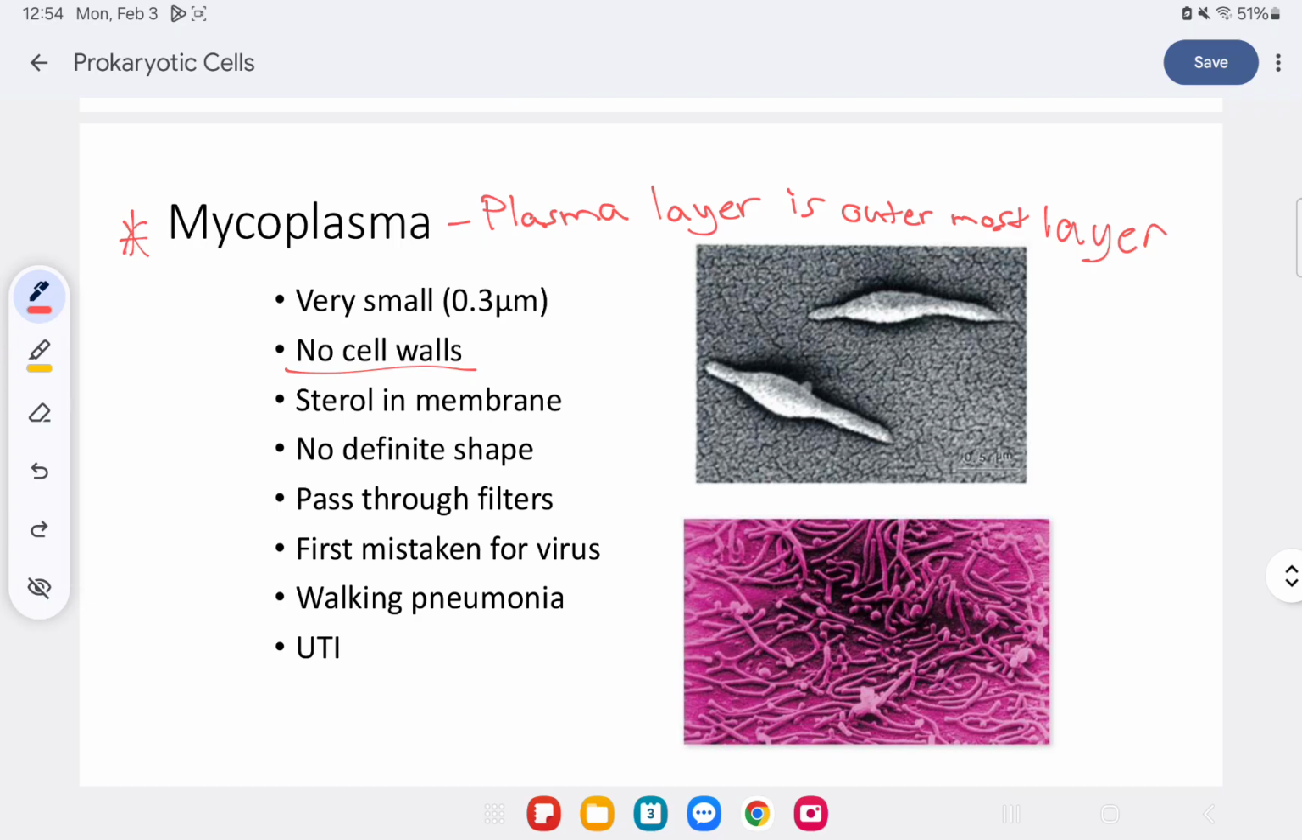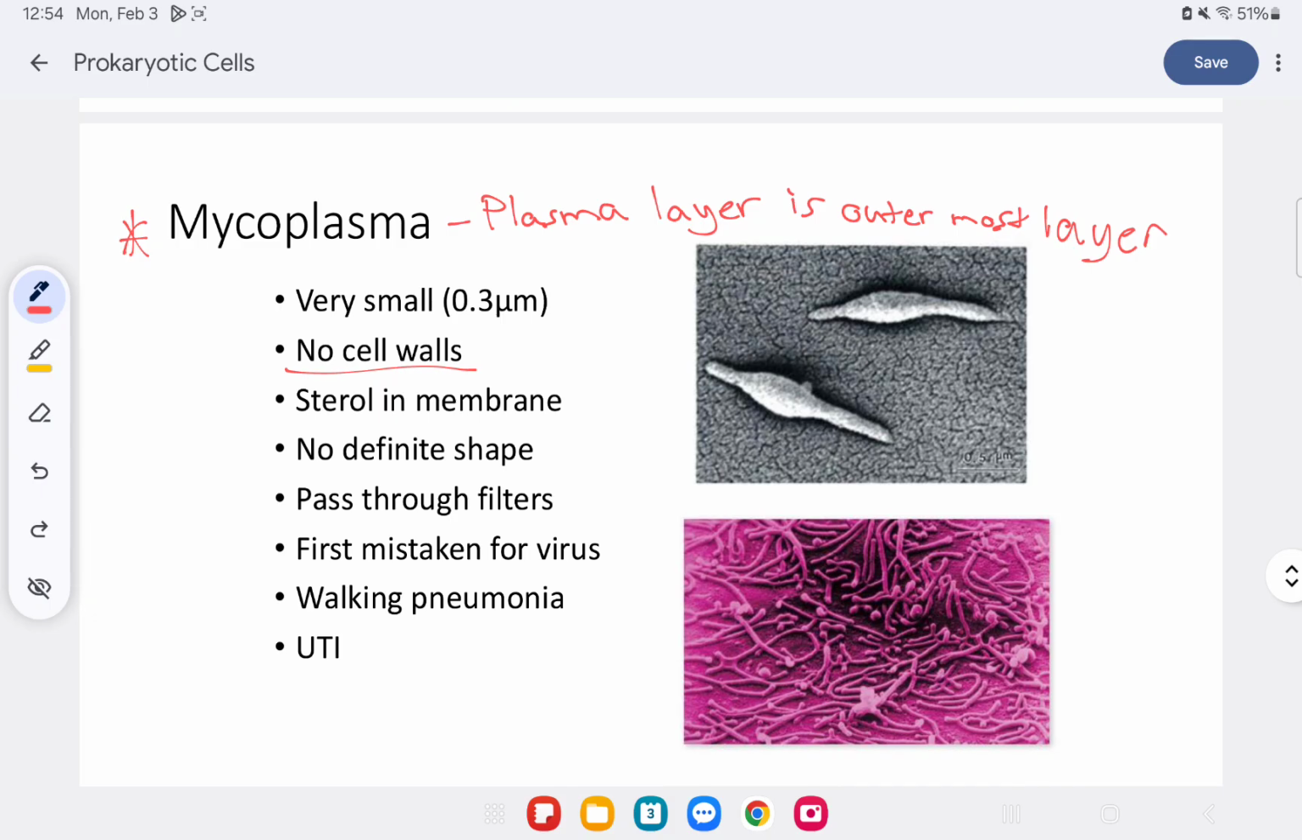So it's not some random thing I'm trying to make you learn. You're going to run into this one, and mycoplasma too. UTI is a big issue. Walking pneumonia is the other. Walking just means you don't even feel bad enough to stay home. That's the bad thing. You're out there spreading it.